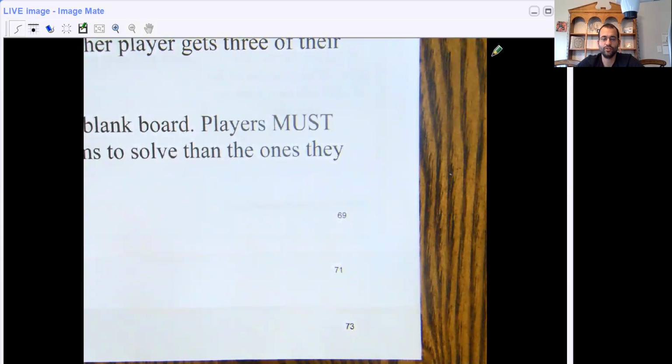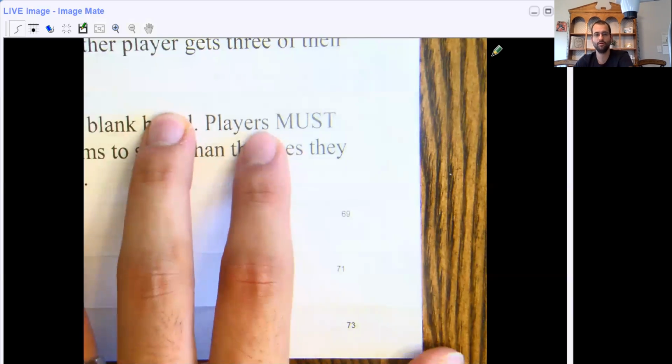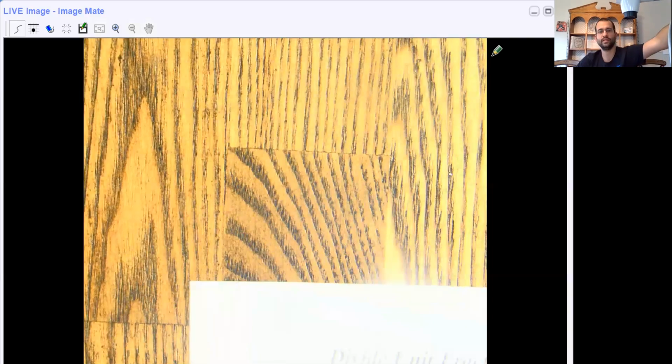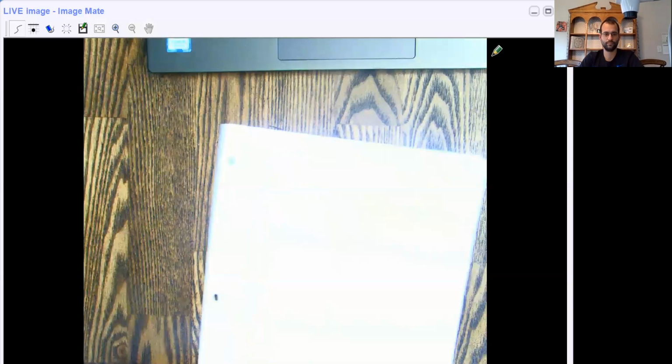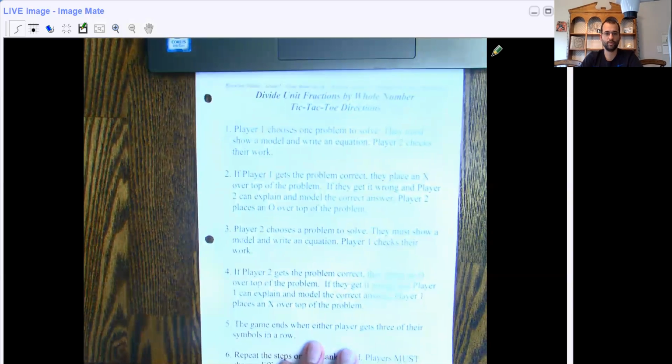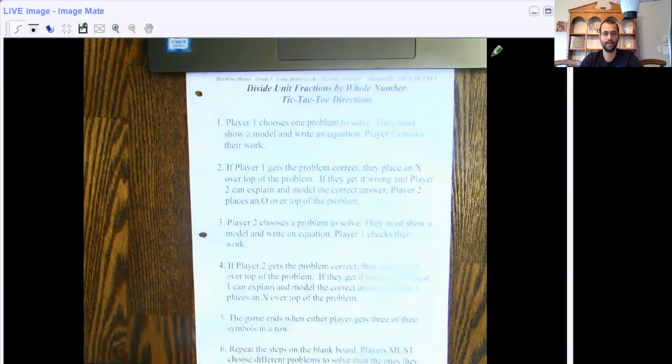So we're going to go ahead and jump into our math lesson for today. Go ahead and get out these 3 pages for me: page 69, page 71, and page 73. Take a second to get those 3 out. Pause the video, and resume when everyone's got these pages out.